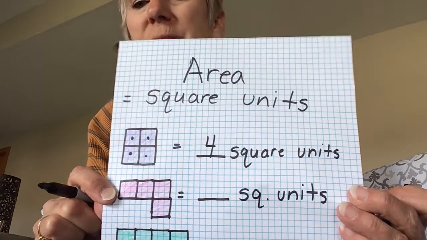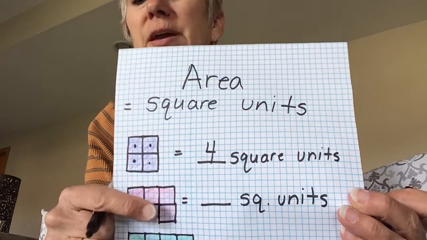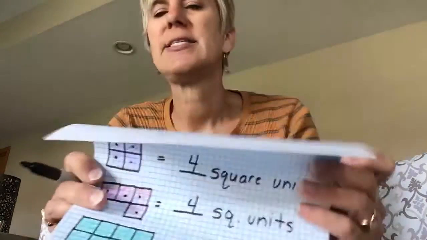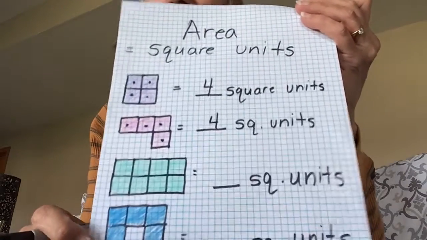Now what's interesting is if you look at this next shape, it's very different from the square, but it also is made up of 1, 2, 3, 4 square units. So shapes can be different and still have the same amount of area.